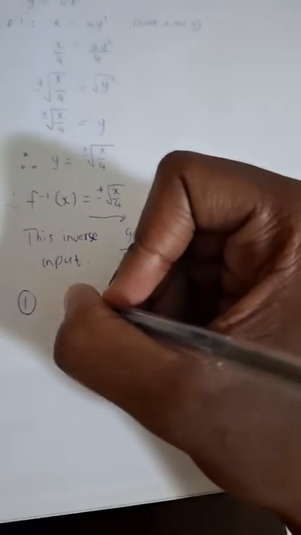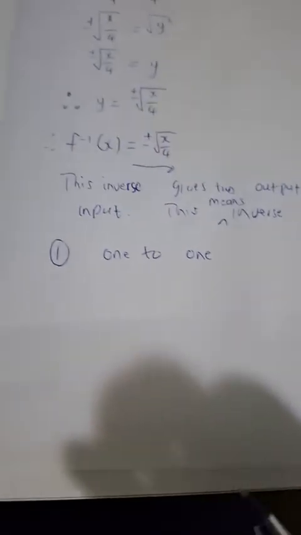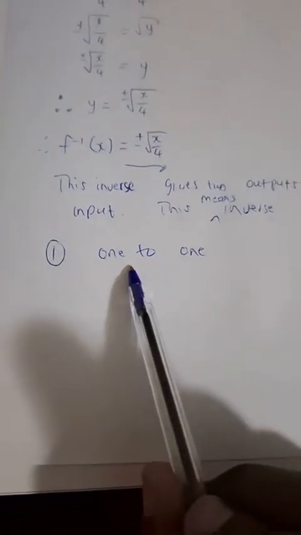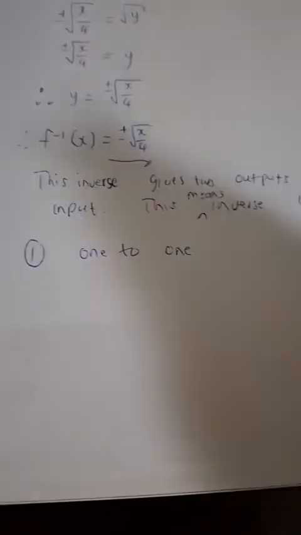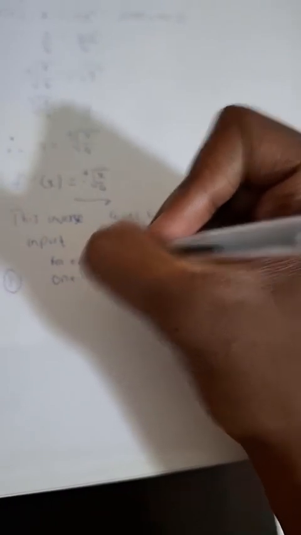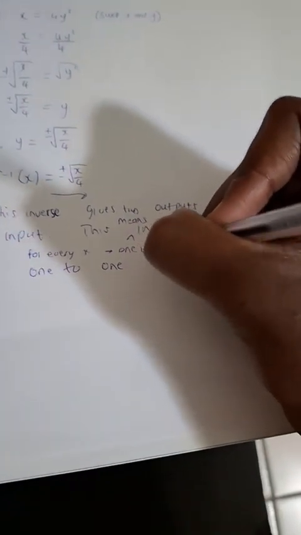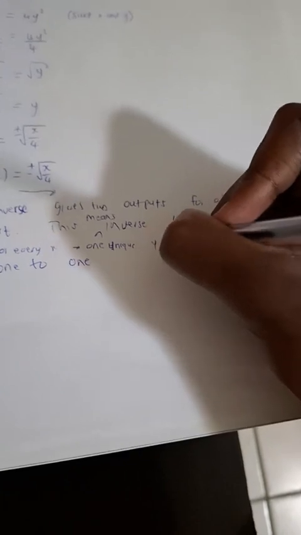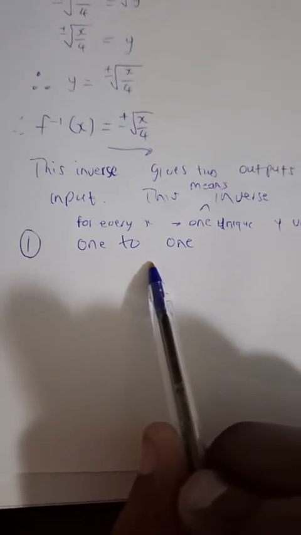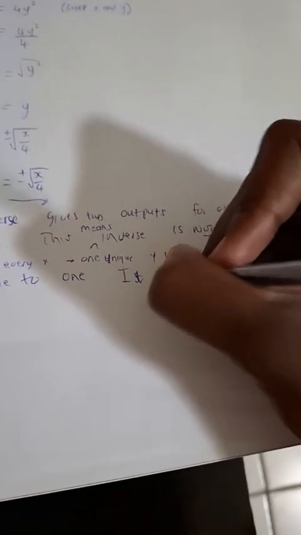Because a function, obviously, we are told that a function can either be 1 to 1. In other words, for every x value that we put in, we get one unique output value. Okay, so for every x, we get one unique y value, and vice versa. That's why we regard a 1-to-1 as being a function. So if it's 1-to-1, it is a function.